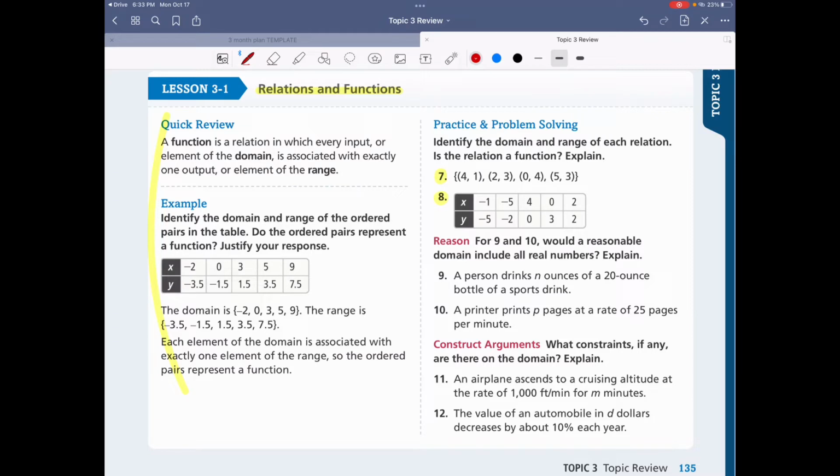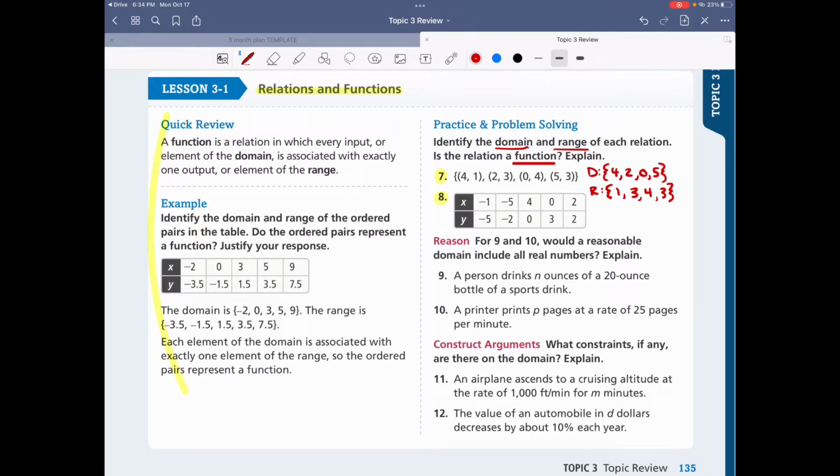It asks us to identify the domain and the range of each relation. Then they're also asking us, is it a function? Yes or no? So for number 7, the domain is going to be all of the x values. So 4, 2, 0, and 5. The range is going to be 1, 3, 4, and 3.